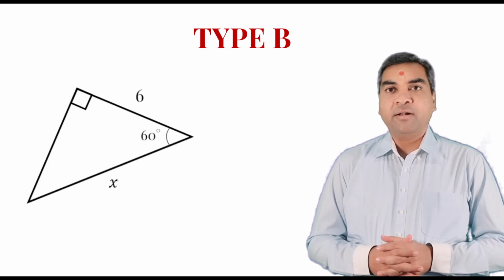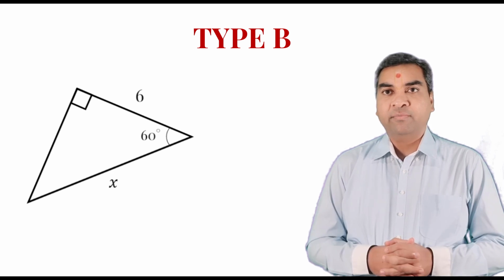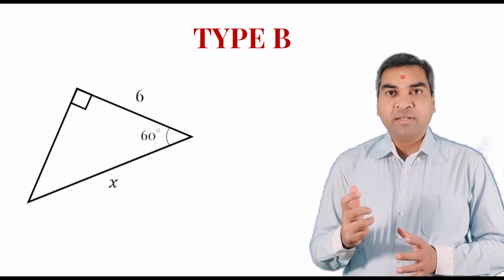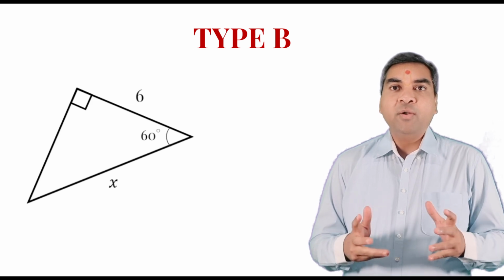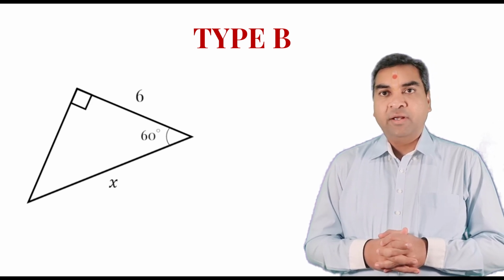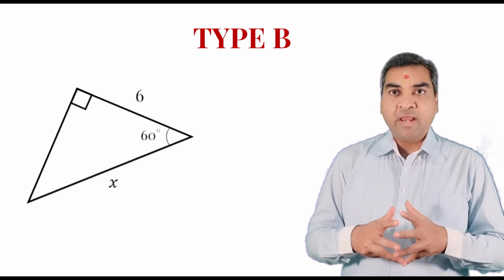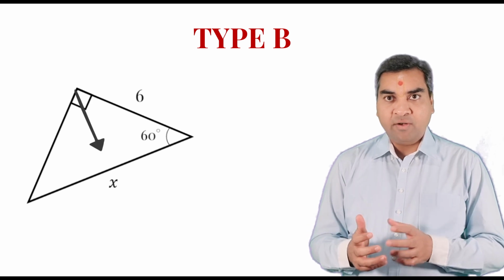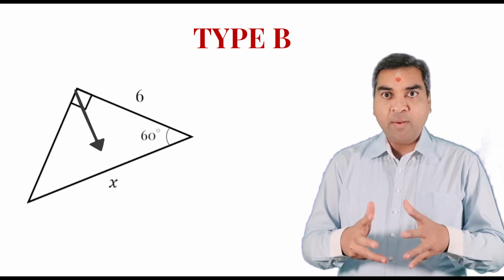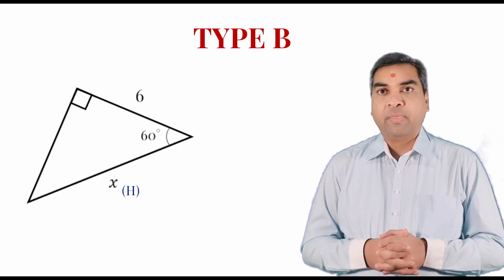Type B questions. In the given right angle triangle, one angle 60 degrees is given, one side is given, 6, and one unknown side is x. My very first thing is, let us label the sides. The side opposite to the right angle, which is x, will be my hypotenuse. So I'll put down H next to x.